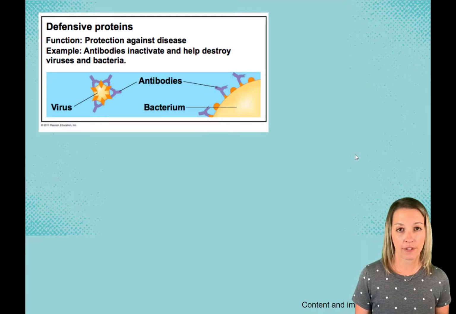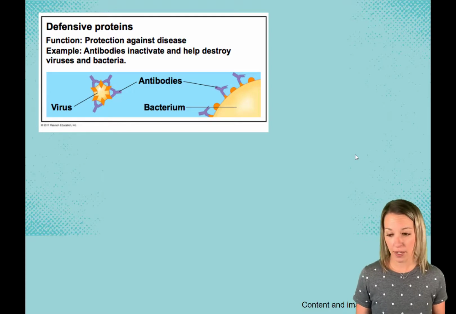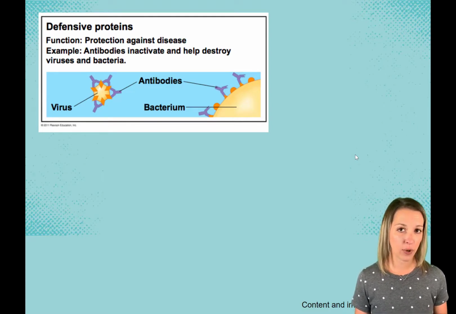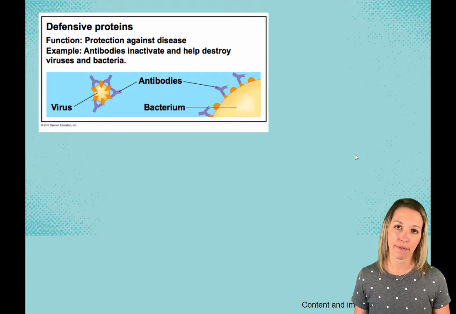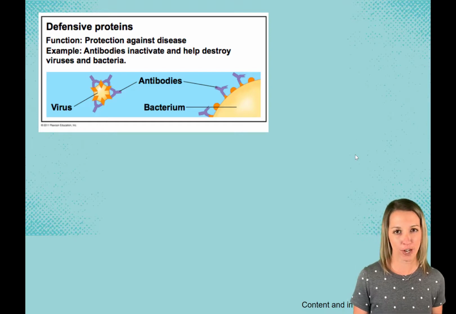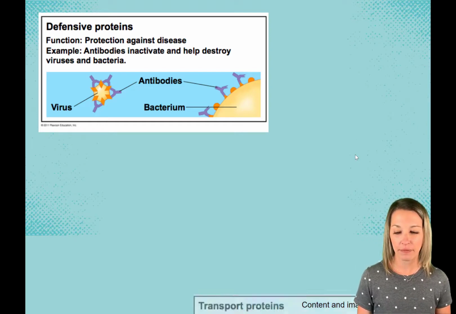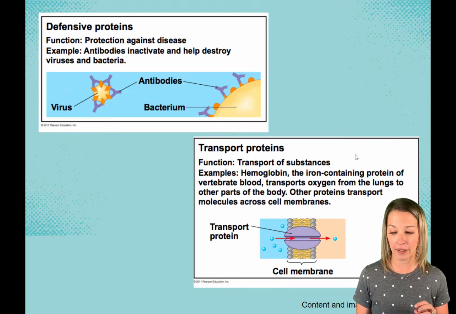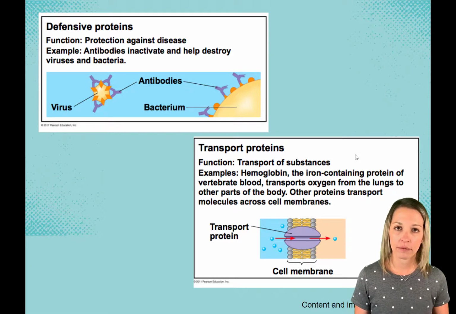We also have defensive proteins, also known as antibodies. Antibodies will basically flag anything that's foreign and allow for that flagged foreign invader to be destroyed by your body's immune system. Transport proteins, hemoglobin is an example of a transport protein. Hemoglobin carries the oxygen throughout your blood.